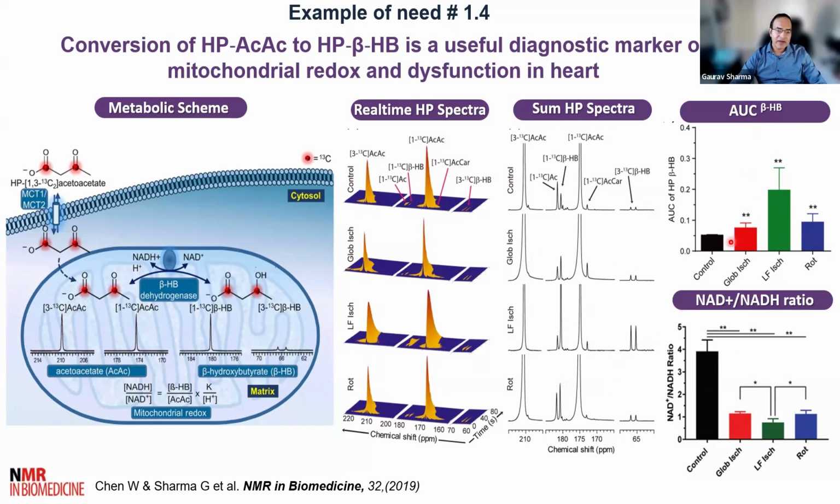If you look at the area under the curve of the beta hydroxybutyrate compared to control, you see that the beta hydroxybutyrate is not produced in the global ischemia, low flow ischemia and the rotenone. If you look at the NAD plus NADH ratio, it is significantly decreased compared to control. However, you also see more differences in the case of the low flow ischemia because of the reperfusion, compared to the rotenone group and the global ischemia.